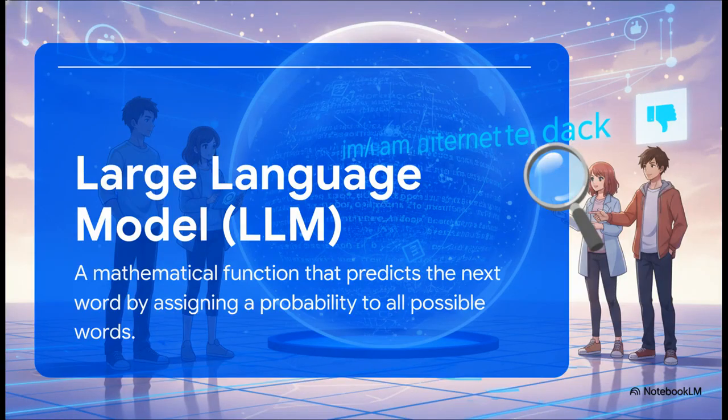operate. And that right there brings us to the main event, the definition of a large language model, or an LLM. At its heart, it's really just a super sophisticated mathematical function. Its one and only job is to look at some text and predict what word comes next. But here's the really clever part. It doesn't just pick one word. It looks at every single word it knows and assigns a probability to all of them, creating this ranked list of the most likely candidates to show up next.